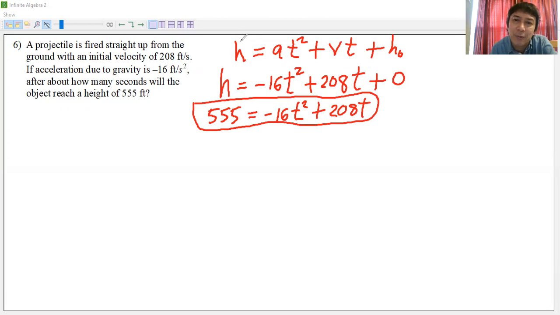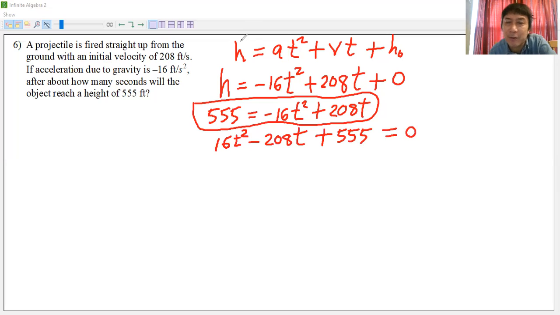All right, so we can actually make use of completing the square. Okay, completing the square. So we can rearrange this equation. We can transpose the two terms to the left so that it will look like this. 16 becomes positive, and then the 208 becomes negative, and we continue with the plus 555 equals 0 there.